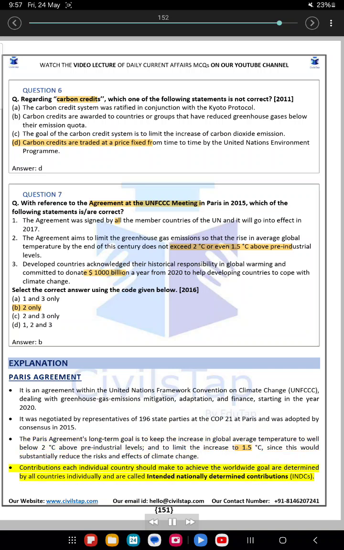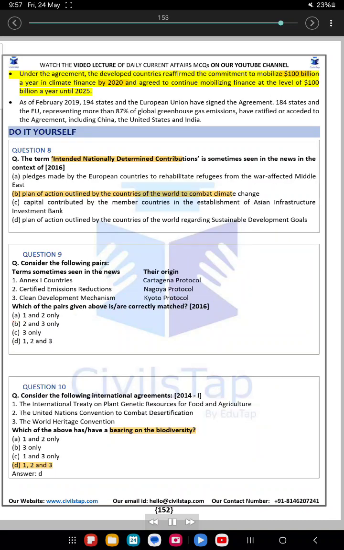Contributions each individual country should make to achieve the worldwide goal are determined by all countries individually and are called intended nationally determined contributions, INDCs. Under the agreement, the developed countries reaffirmed the commitment to mobilize $100 billion a year in climate finance by 2020 and agreed to continue mobilizing finance at the level of $100 billion a year until 2025.